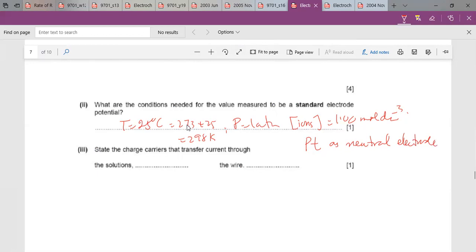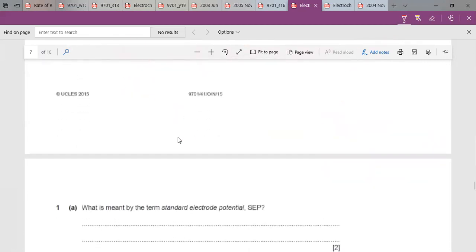State the charge carriers that transfer current. Of course, through solutions, it is ions. That's why this is done with the salt bridge. The salt bridge carries ion transfer. Wires carry electrons, of course. So this is quite simple.